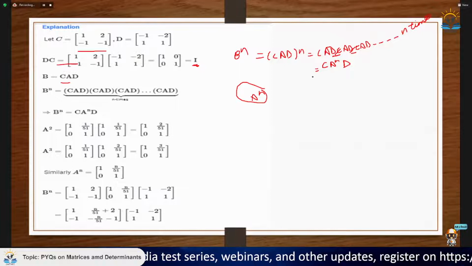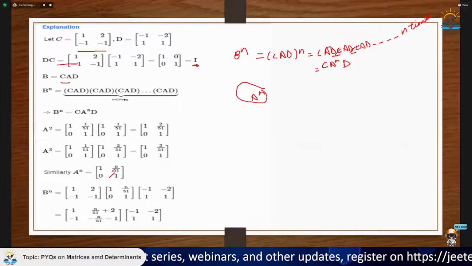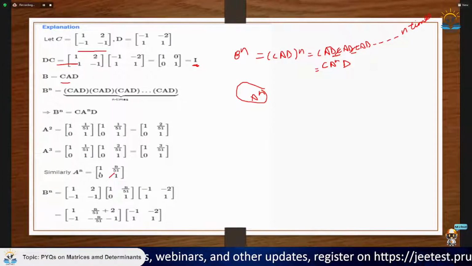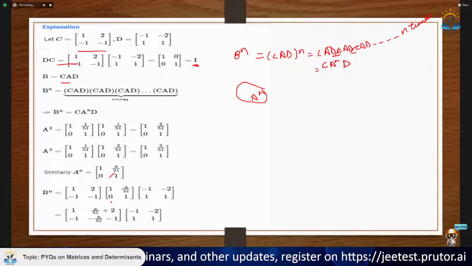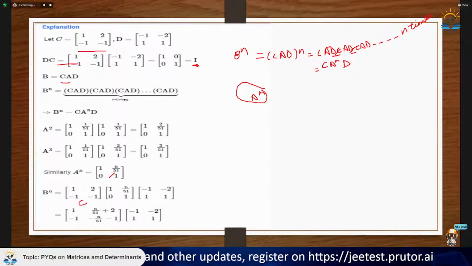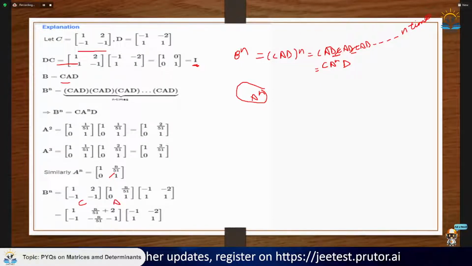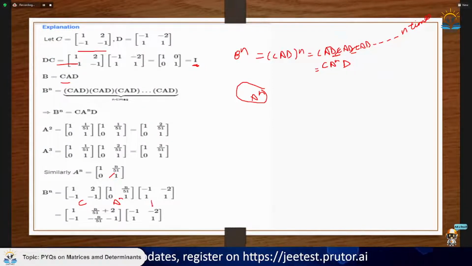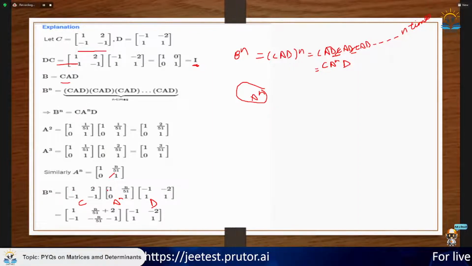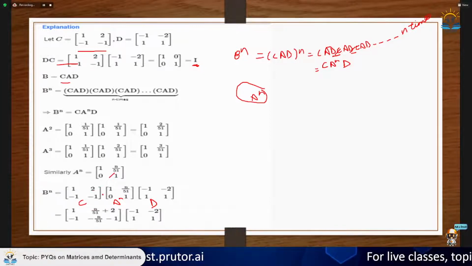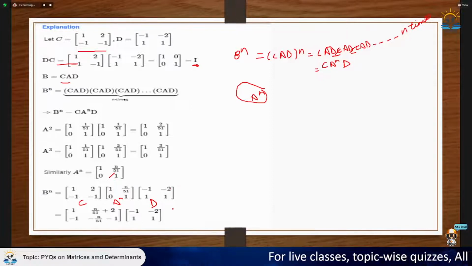So just the same thing here. This is A power n. Now to calculate B power n, just multiply C with A power n into D. So this is C, this is A power n, and this is D. So firstly multiply these two. So 1 into 1 plus 2 into 0, so 1. Then 1 into n by 51 plus 2, so n by 51 plus 2. Then minus 1 plus 0, so minus 1. Then minus n by 51 minus 1.